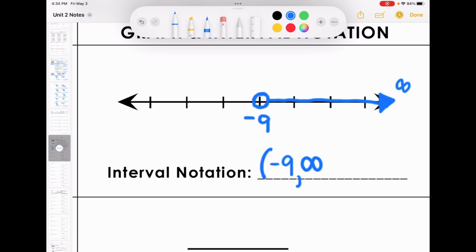And then like the note said, we always use a parentheses with infinity. All right, just think, if the arrow is pointing to the right, you're going to use positive infinity. If it's pointing to the left, you're going to use negative infinity. All right, let's do another example.